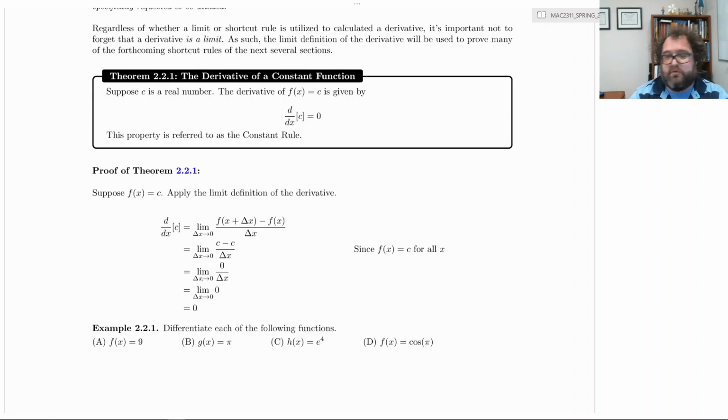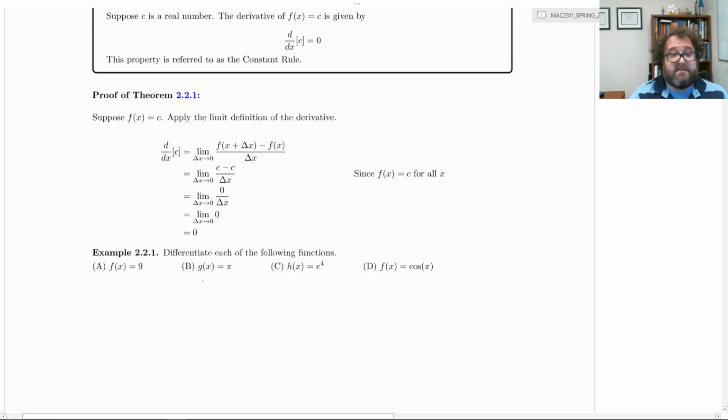Okay, super easy. This is like the easiest derivative rule of them all. If you have a constant, its derivative is 0, because graphically a constant is a horizontal line. Okay, only thing you've got to worry about is maybe weird constants.